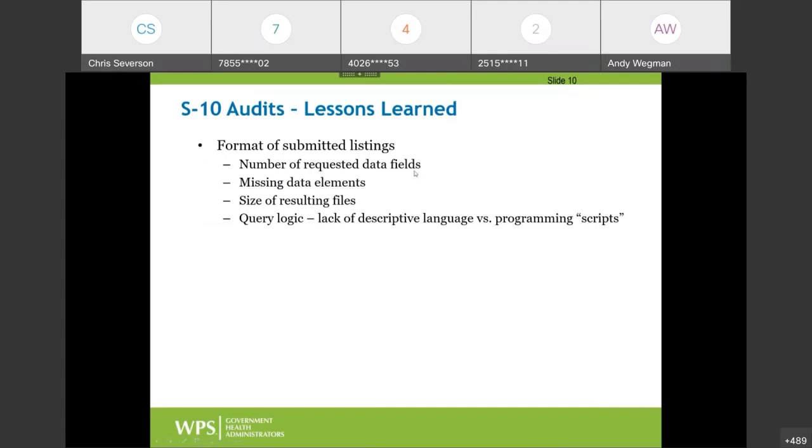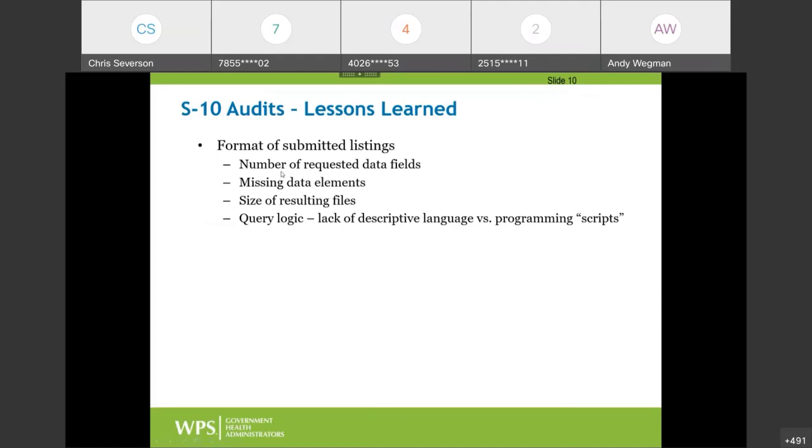One of the issues that has come up, that a lot of these things have been alleviated now, is the format of the listings we're getting to audit. There have been some concerns about the number of requested data fields. Do we really need all of that data? I will tell you, CMS is looking in the next draft to eliminate at least a few of those fields that maybe aren't as important as they once thought they were. We don't know what the final version will look like.